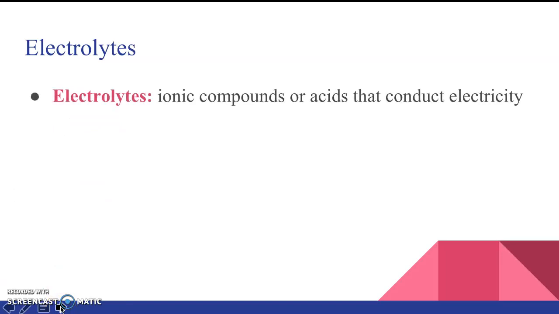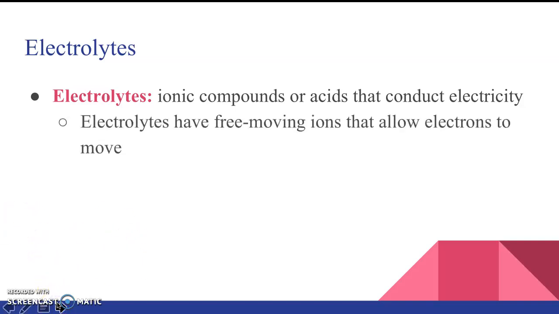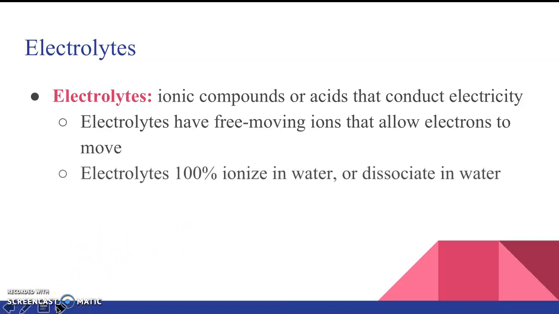Electrolytes are ionic compounds or acids that conduct electricity. Again, their ability to conduct electricity comes from the free-moving ions. These free-moving ions allow electrons to move. Electrolytes are going to 100% ionize in water, or dissociate in water.